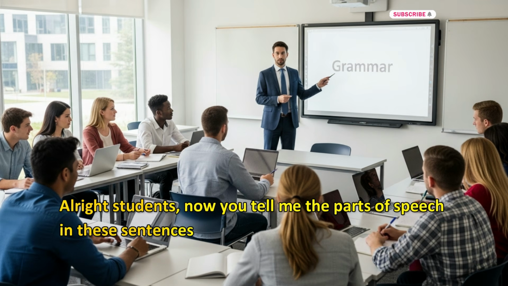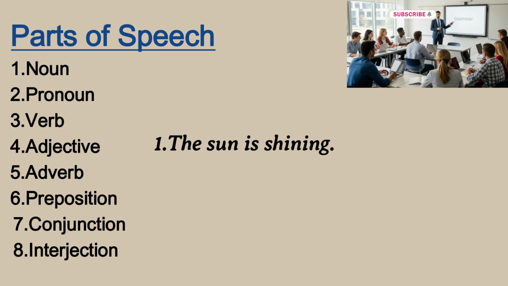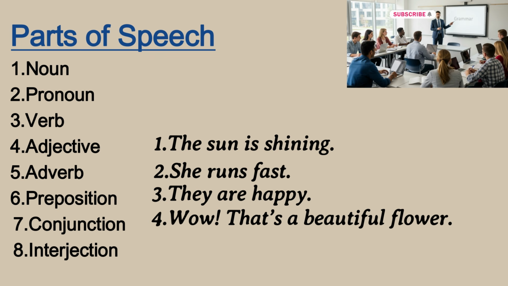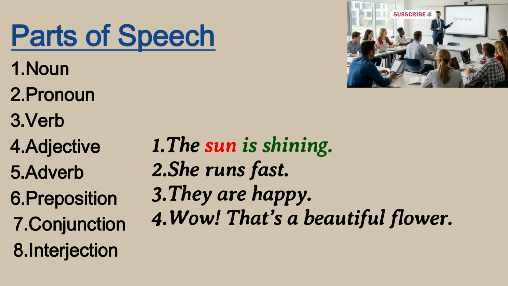All right, students, now you tell me the parts of speech in these sentences. The sun is shining. She runs fast. They are happy. Wow, that's a beautiful flower. Sir, in the first sentence, sun is a noun and is shining is the verb. Very good, correct answer. Others, try the remaining ones. And my YouTube students, write your answers in the comment section.